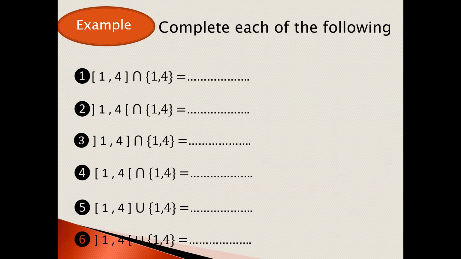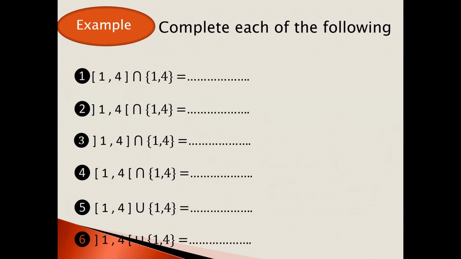Here I have to complete each of the following. Number 1: the interval 1 to 4 closed, intersection with the set {1, 4}. What's the difference between an interval and a set? An interval here means 1 is included, 4 is included, and the real numbers between them are included. The set {1, 4} means that 1 is included and 4 is included only, but the numbers between them are not included. So I want the common numbers between them. It will be {1, 4}, because 1 and 4 are the numbers included in both of them.